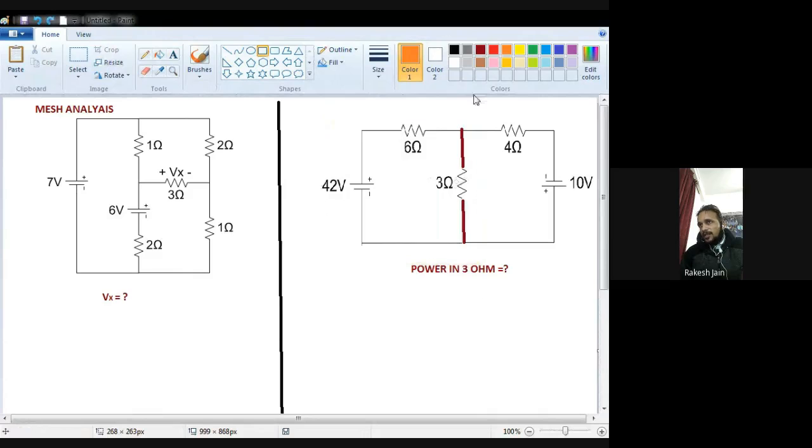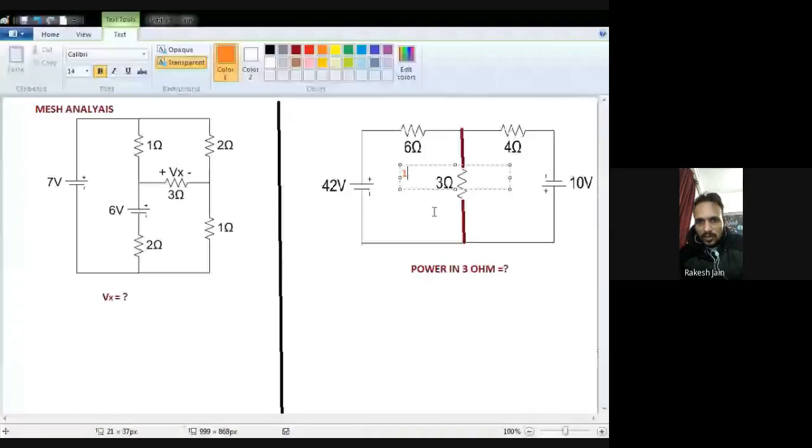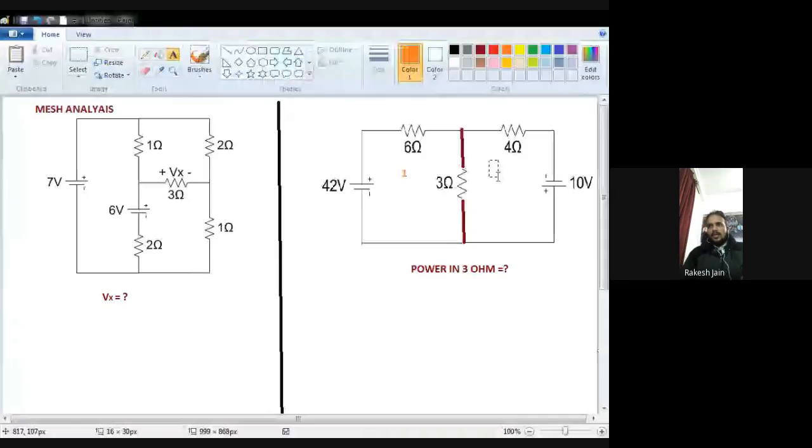The second 3 ohm, this 4 ohm resistance and this 10 volt battery also behave as a closed path. So actually in this circuit there are two closed paths. In the first step, mention how many closed paths there are. I denote them as 1 and 2. There are two closed paths.